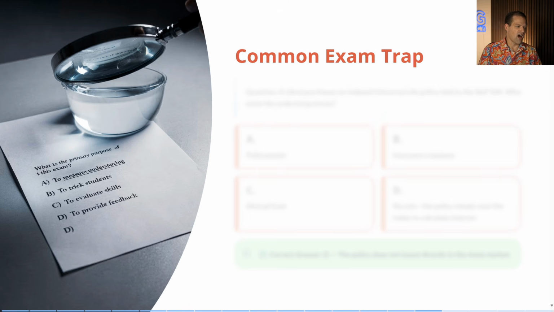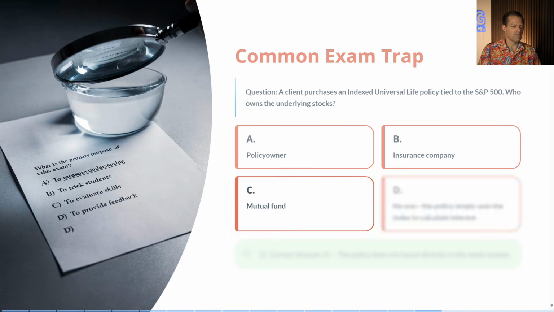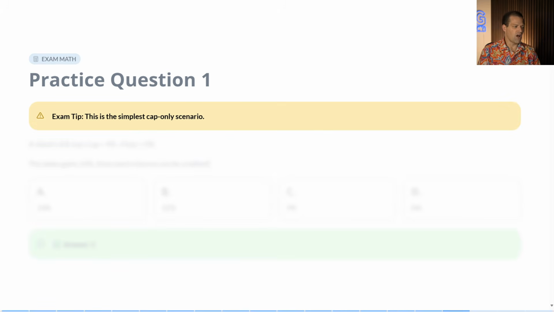Let's talk about some common exam traps, okay? A question. A client purchased an index universal life policy tied to the S&P 500. Who owns the underlying stocks? Is it the policy owner, the insurance company, mutual fund, or no one? The policy simply uses the index to calculate interest. The answer is D. The policy does not invest directly in the stock market, neither does the insurance company or the mutual fund.